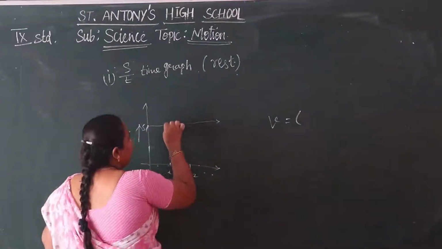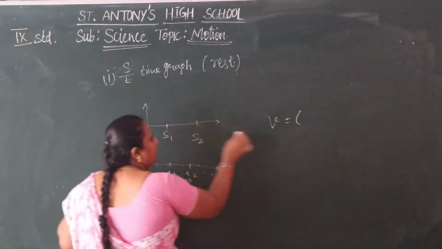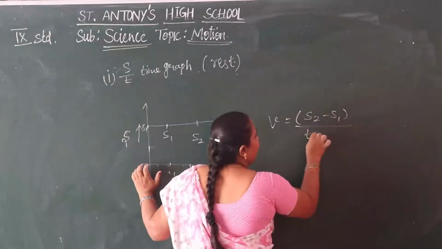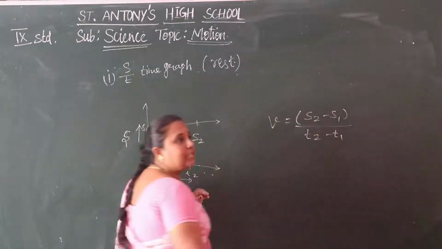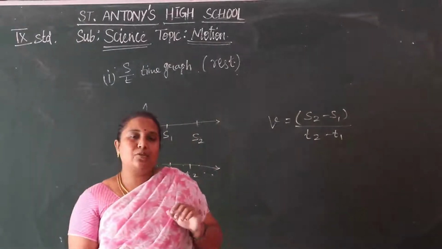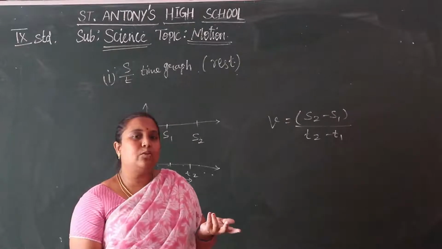See here, this is s1 and this is s2. From here to here the value: s2 minus s1 by t2 minus t1. Okay, that is s2 minus s1 equals 0. So what is s2 minus s1?